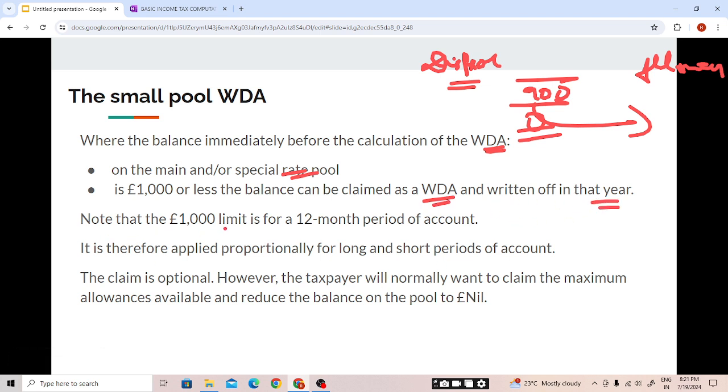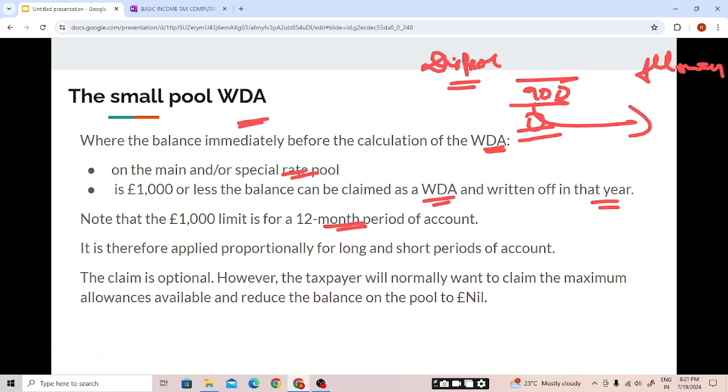Note that the 1,000 pound limit is for a 12-month accounting period. This needs to be adjusted. If more than 12 months accounting period, the limit will increase. If less, the limit will decrease. It is therefore applied proportionately for long and short periods of account. This claim is optional.